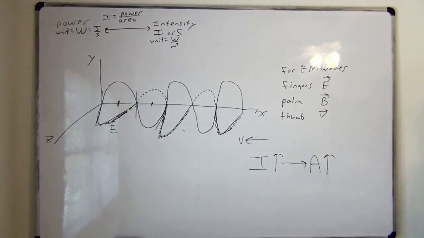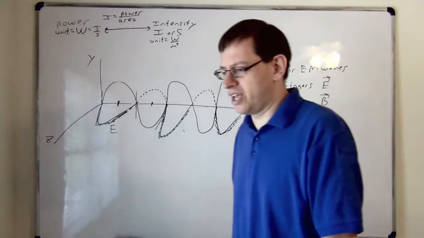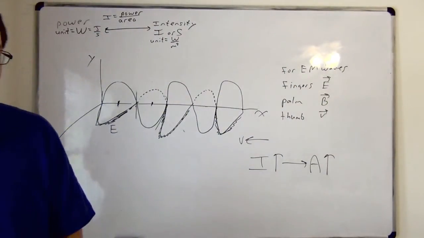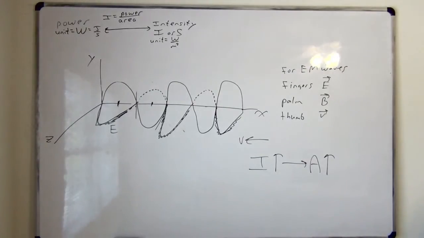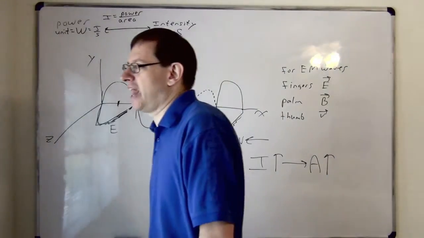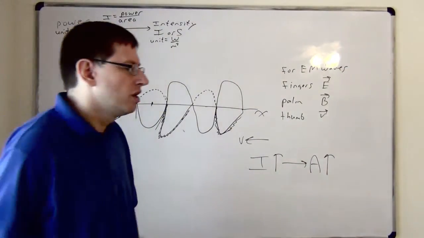What did we say light is? What is light? Oscillating EM wave. Yeah, what does the EM stand for? Electromagnetic. Yeah, so what's oscillating? Electric fields and magnetic fields. Yeah, so light is really oscillating electric and magnetic fields. Or we can say, for short, light is an electromagnetic wave.